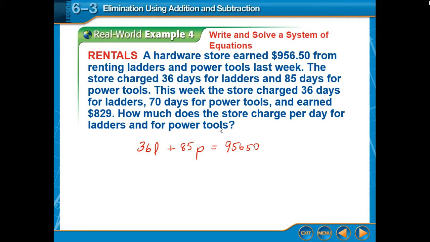And then for the second week, they charged 36 days for ladders, so 36L, and 70 days for power tools, so 70P, and that brought it to a total of $829. If I want to solve this, I can't add them because if I add them, nothing's going to cancel out. I have two positives on the 36s that have the same value. So instead of adding, I'm going to subtract this equation minus this one. So 36 minus 36 is 0, and 85 minus 70 is 15P.